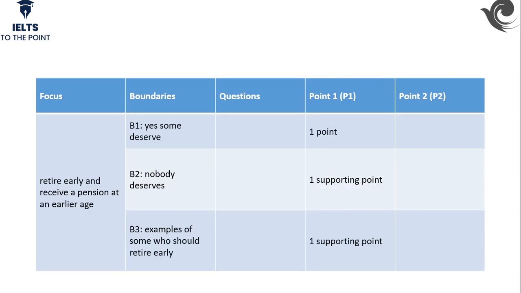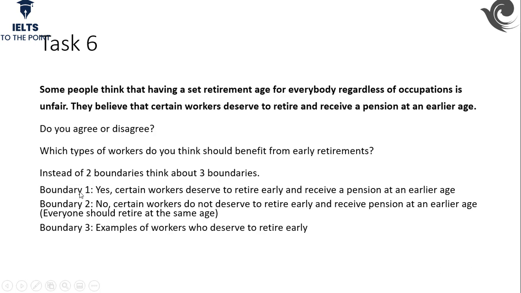All right. So boundary one, after reading this whole task, could be, yes, certain workers deserve to retire early and receive a pension at an earlier age. Boundary 2 could be, no, certain workers do not deserve to retire early and receive a pension at an early age, which actually means everyone should retire at the same age. Alright, and then boundary 3 could be examples of workers who deserve to retire early. Alright, so you can put everything the same way.